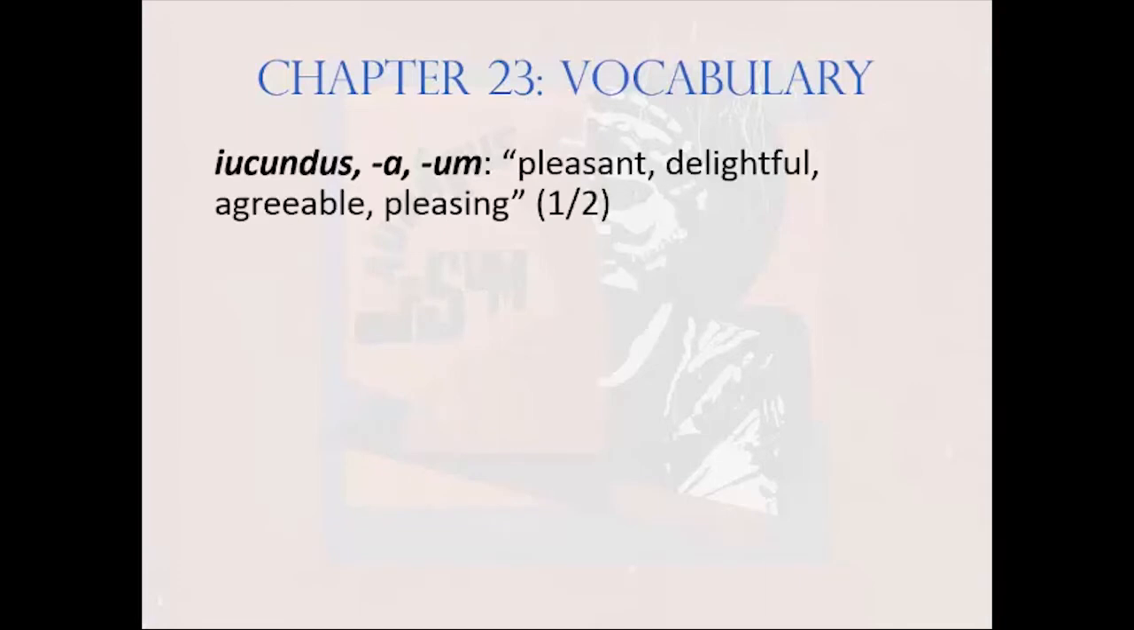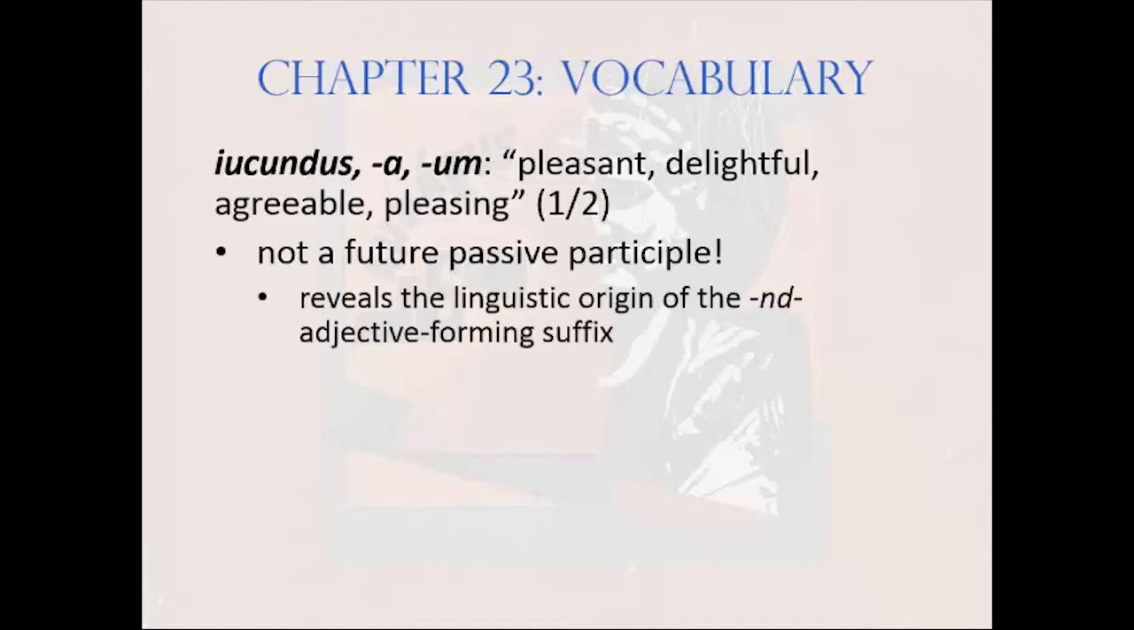The next word is jucundus, a, um, meaning pleasant, delightful, agreeable, or pleasing. It's a first-second declension adjective. Ugh, that evil Mr. Wheelock. What a word to choose for this vocabulary list! While jucundus looks like a future passive participle because it ends in ndus, it's not. It's just an adjective, though the nd affix inside jucundus points to the linguistic origin of the future passive participle, a form unique to Latin.